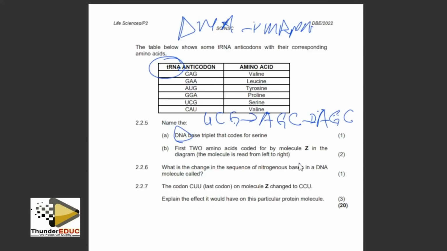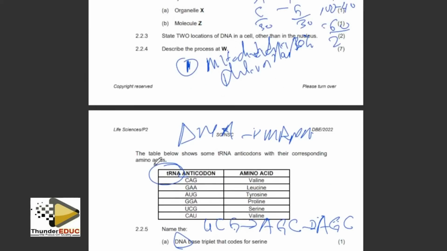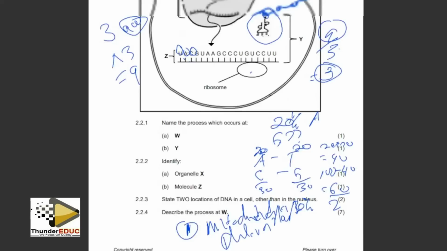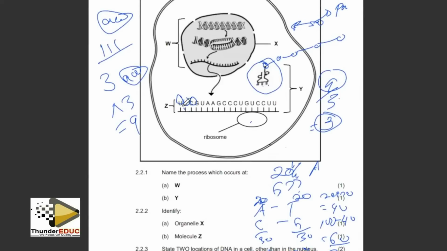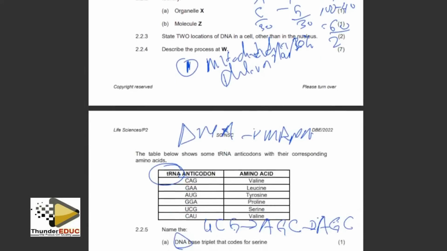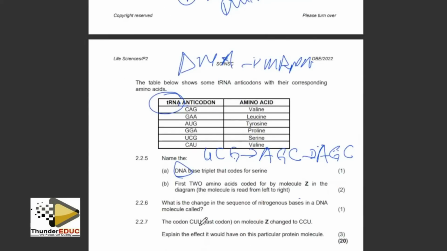First two amino acids coded for by Z in the diagram. So they want you to identify. Now, this is transfer RNA, but what is Z? Z is messenger. Therefore, you just change this into transfer RNA, one conversion, because it is messenger to transfer RNA, and then you come to the table and find it.